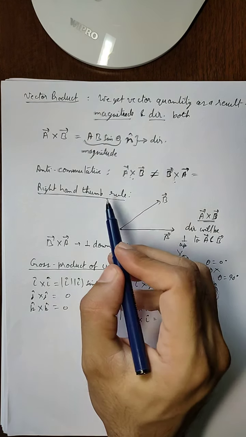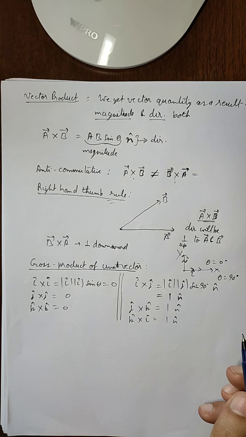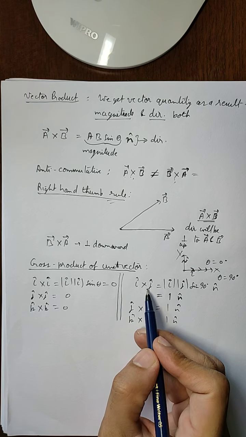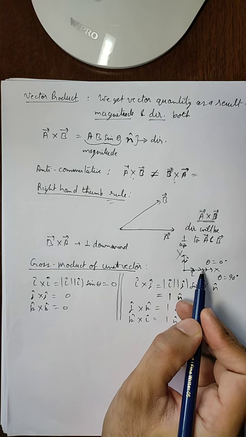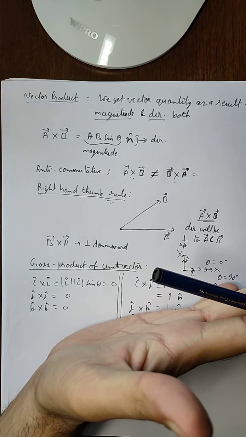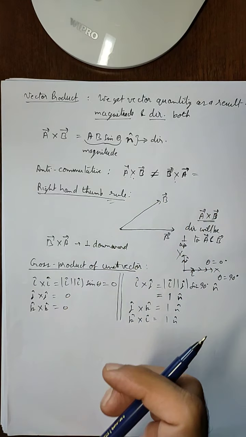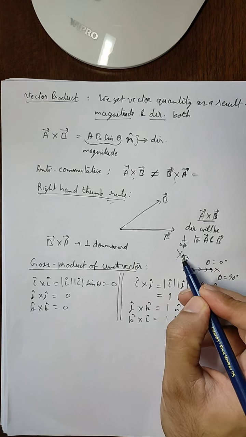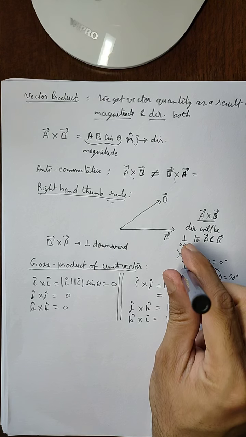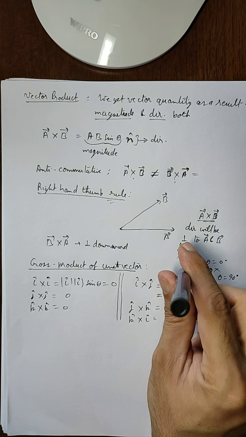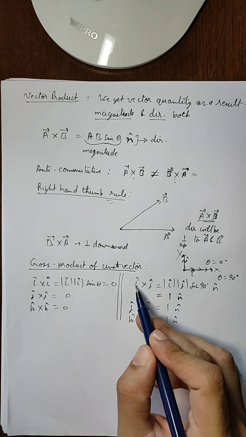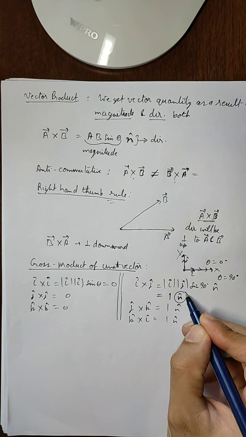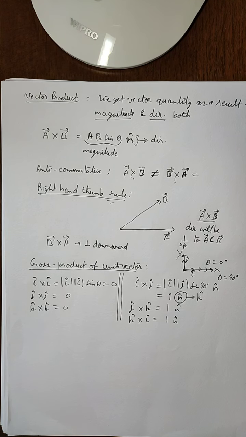How will we find the direction? By using the same rule. For i cap cross j cap, i cap is in this direction, j cap is in this direction, and we are doing i cross j. That means we are going to curl our fingers from i towards j. If you do that, our thumb will be in the upward direction. Now what is in the upward direction? If this is the x axis and this is the y axis, which axis is like this in the upward direction? It is the z axis. That means the vector product of i and j will be in the direction of the z axis, so this n cap is nothing but k cap only.